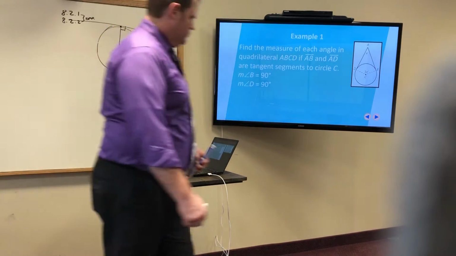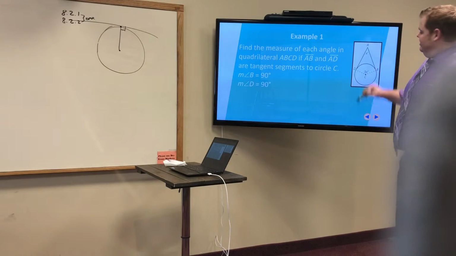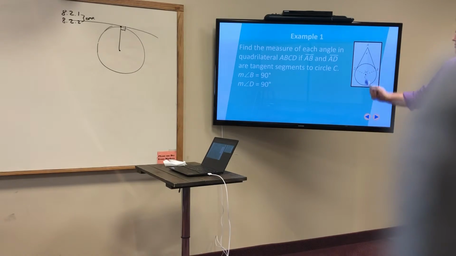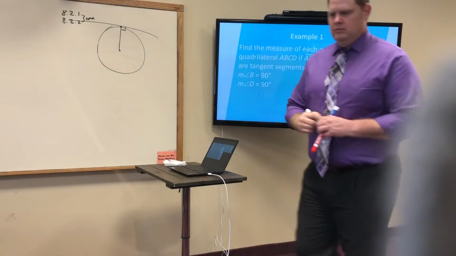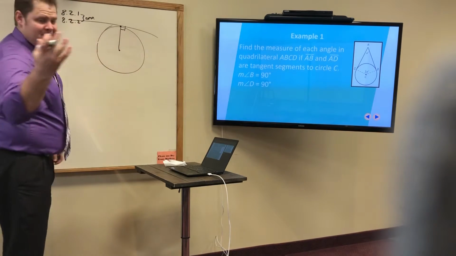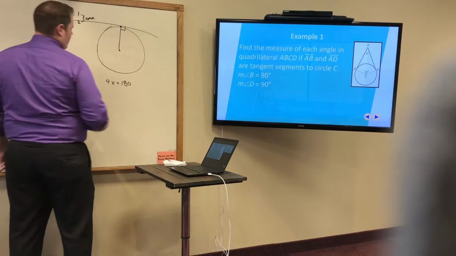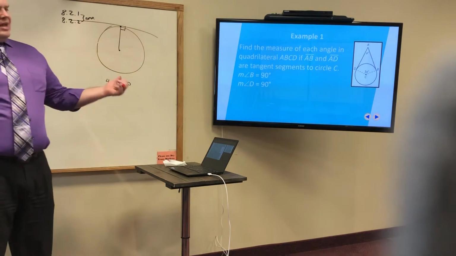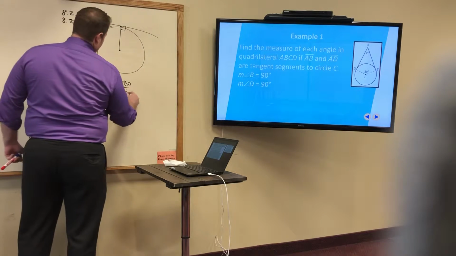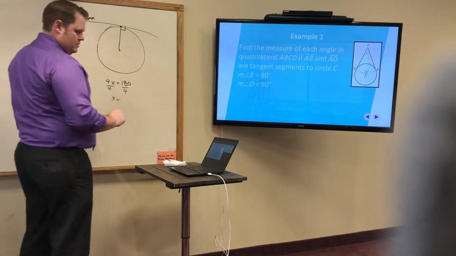So now, this is 180 degrees, right? And these two together have to add up to 180 degrees. So what's 3x plus x? 4x, good. 4x equals 180. Why is that? Because we already have two angles being 90, right? So divide by 4, what do we get? X equals? 4 goes into that how many times?